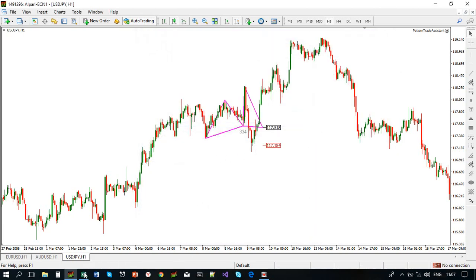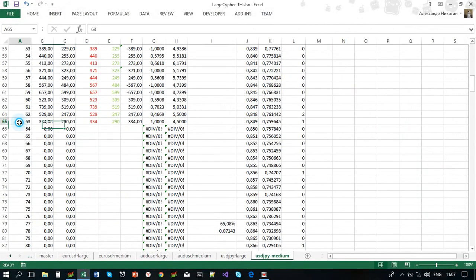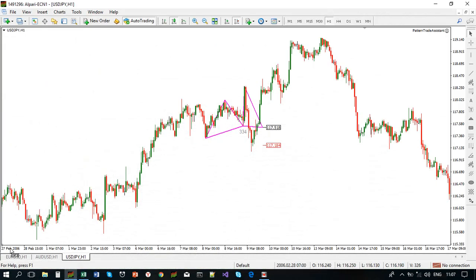I already found some trades, 62 trades, and I started the backtesting from 1999, and I'm already at 2006. It means I have backtested 7 years maybe. No, it is the beginning of 2006. This means I backtested 5 years already. 62 trades were found.